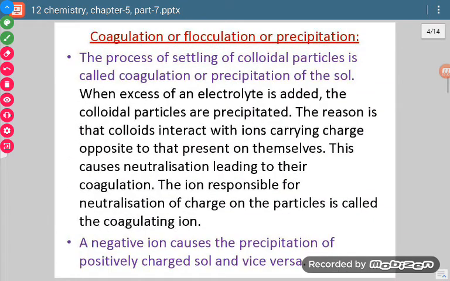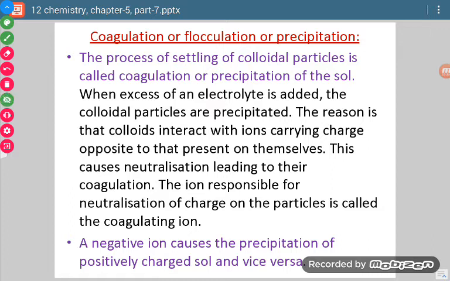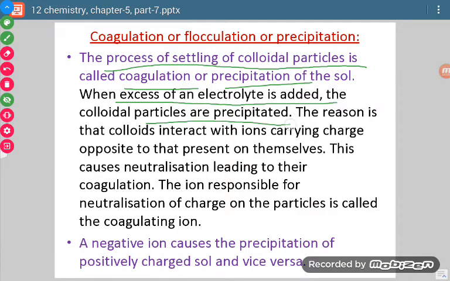Now one more property is coagulation or flocculation or precipitation. The word precipitation is known to you; coagulation and flocculation are something new. So these all have the same meaning. The process of settling of colloidal particles is called coagulation or precipitation. Now how can we make a particular colloidal sol settle down, because it is stable? When an excess of an electrolyte is added, the colloidal particles are precipitated.